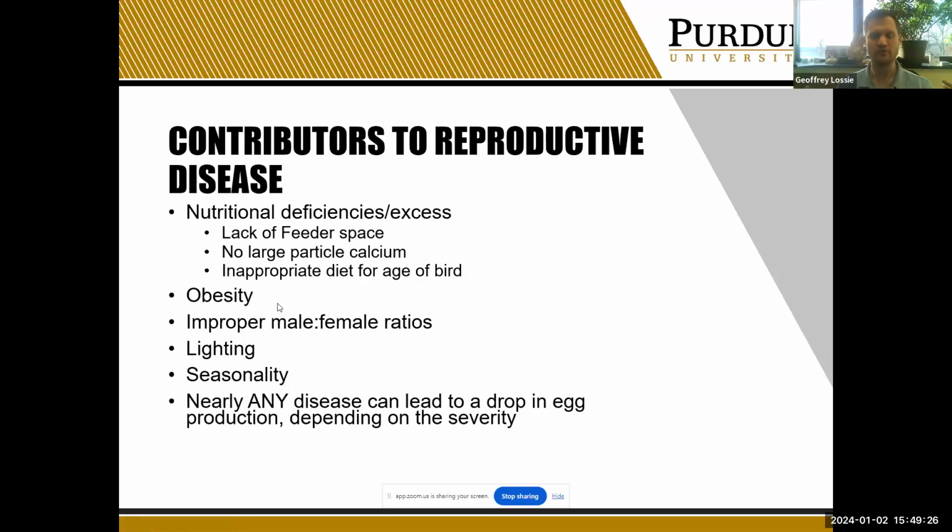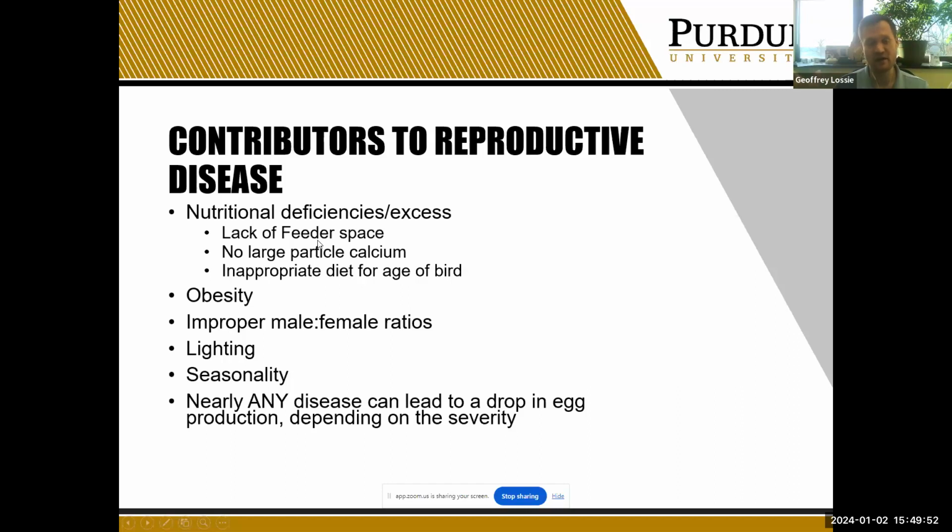But why do birds sometimes become an internal layer? Or why isn't my bird laying? So what are some different things that contribute to reproductive disease? Probably the top 3 are the biggest ones that I see. So, nutritional deficiencies or excess. Lack of feeder space is a big one.